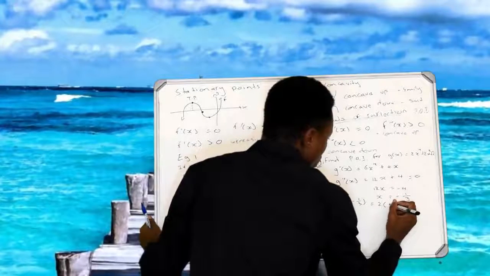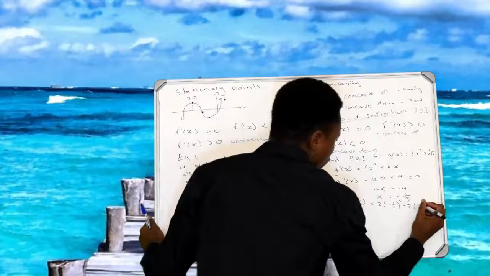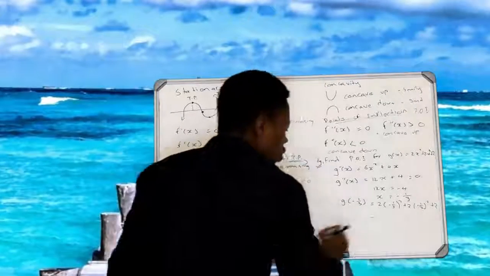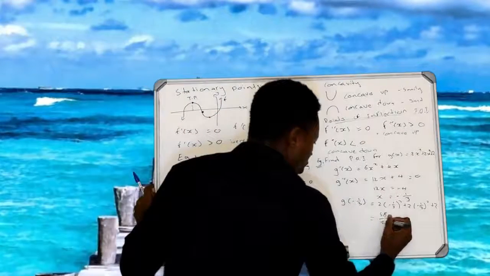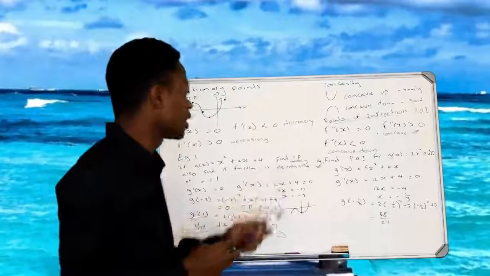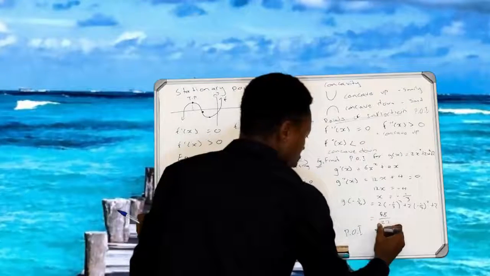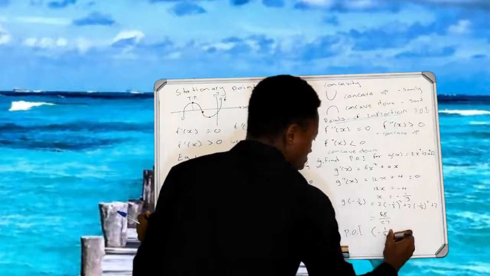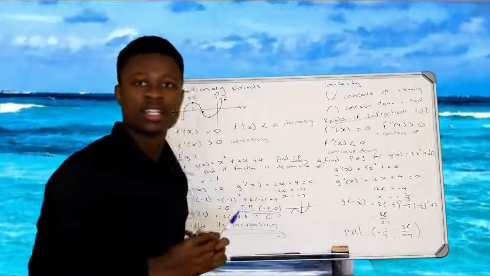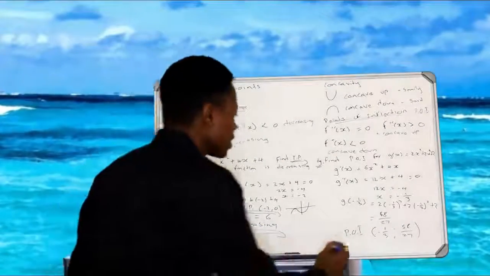This will be 2 times negative 1 over 3 cubed plus 2 times negative 1 over 3 squared plus 2. My answer is 58 over 27. So basically, that is my point of inflection. Simple marks, easy marks. I can get these in my sleep.